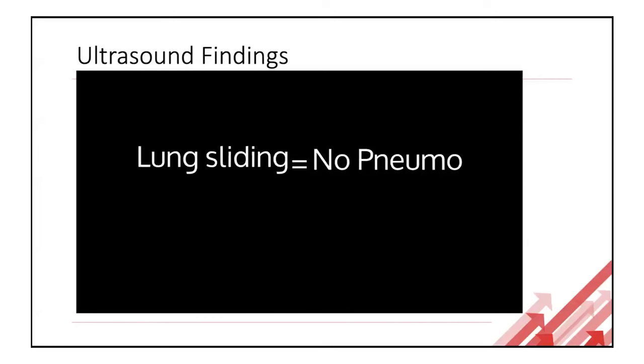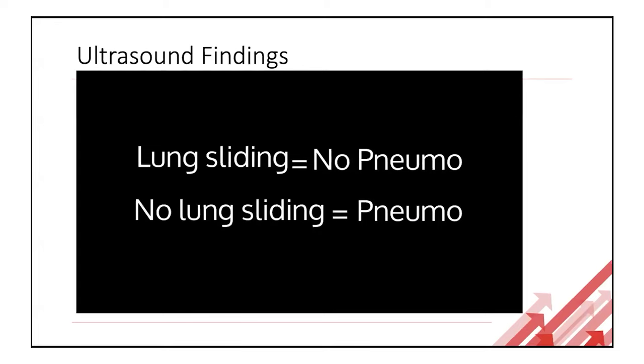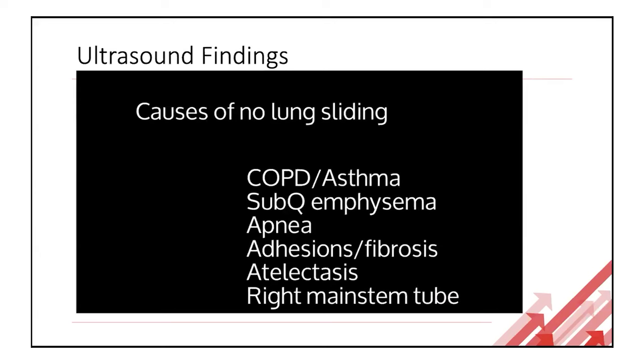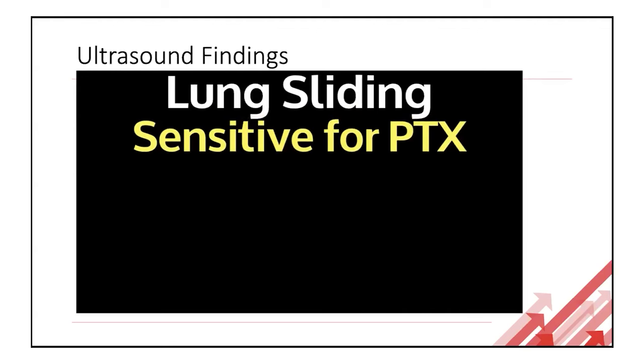If you find an area of the lung that does not have lung sliding, you can be pretty confident that there's no pneumothorax there. However, if you don't see lung sliding, it does not mean that they do have a pneumothorax. The reason for this is that there are a few other causes of the lack of lung sliding. COPD, asthma, subcutaneous emphysema, and apnea are some of the main reasons. You can also have adhesions and fibrosis, atelectasis, and if you intubate rather aggressively and cause a right main stem intubation, the left side won't have any lung movement if the patient is paralyzed.